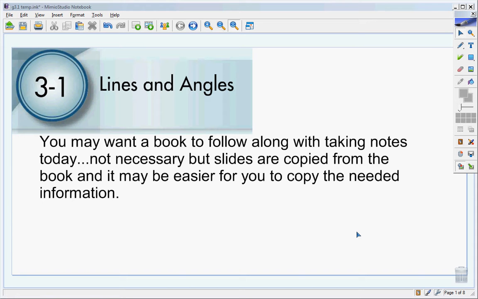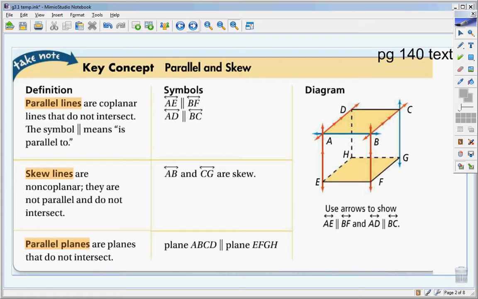I've done this. This is straight out of the student textbook, on page 140. And we're going to talk about the difference between parallel lines and skew lines. You need to know that we work a lot with parallel lines. There's not a lot you can do with skew lines, but you need to know what it means to be skew. And you need to, again, know notation of how to state that two things are parallel or not.